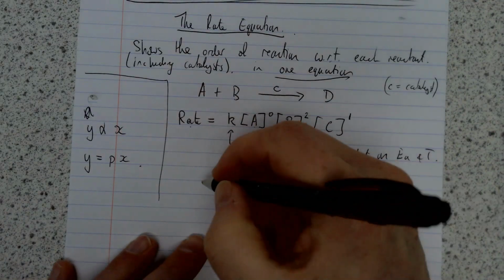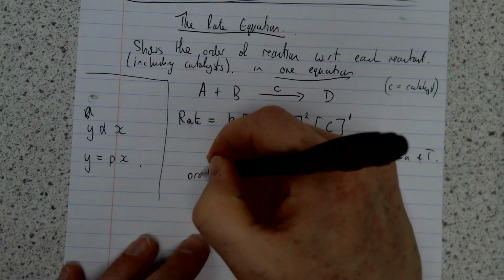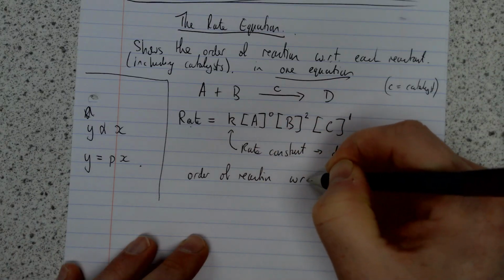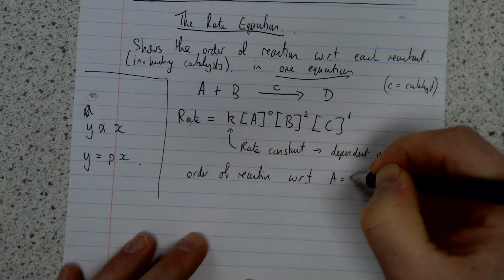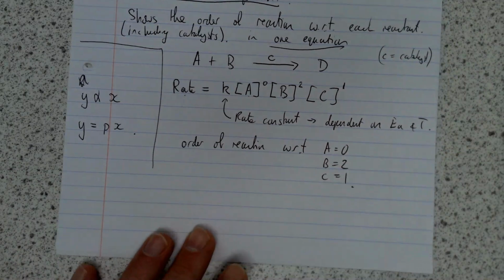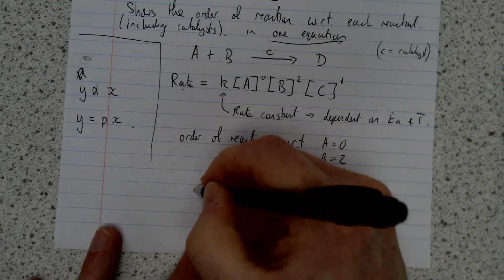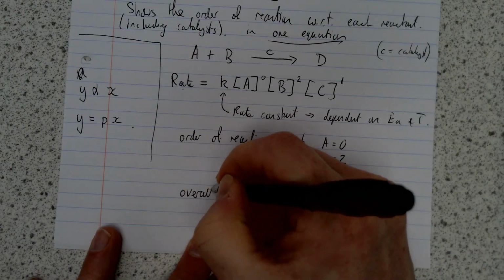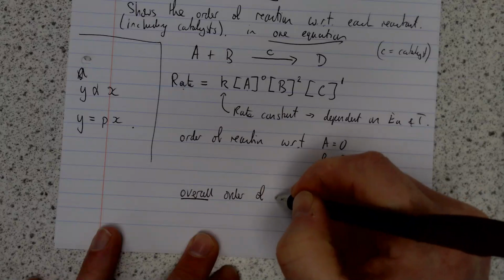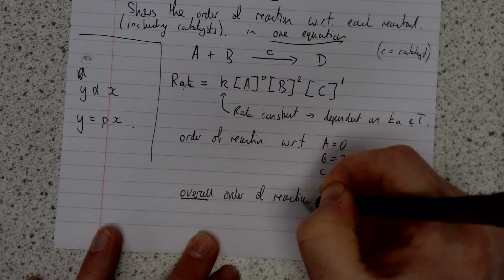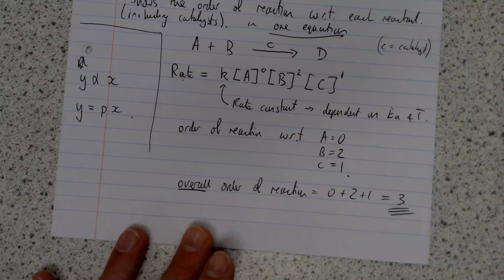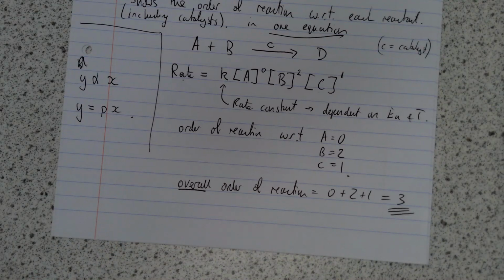So in this situation, the order of reaction with respect to A equals 0, B equals 2, and C equals 1, right? That's dead easy, isn't it? But we need to say that the overall order is equal to 0 plus 2 plus 1 is equal to 3. So it's an overall third order chemical reaction, right?